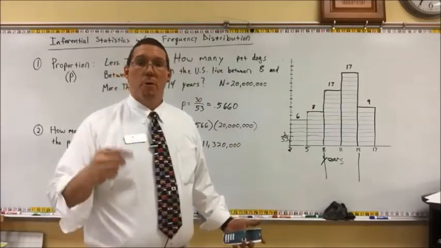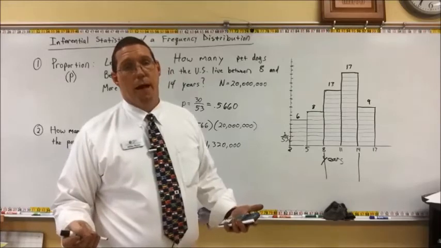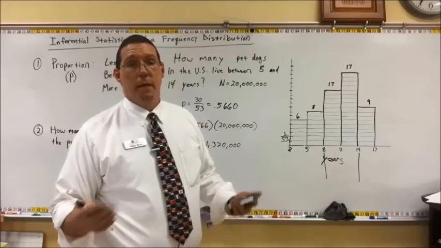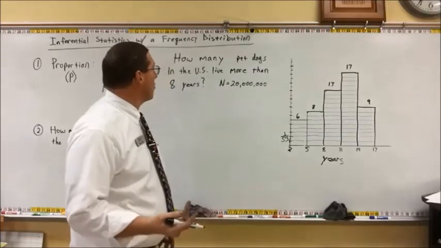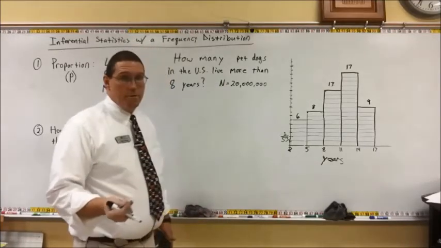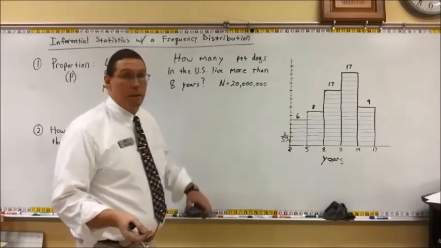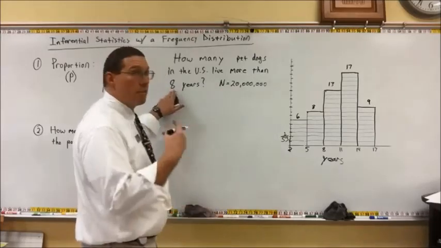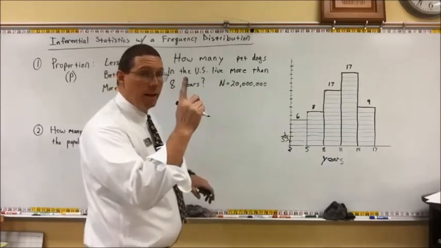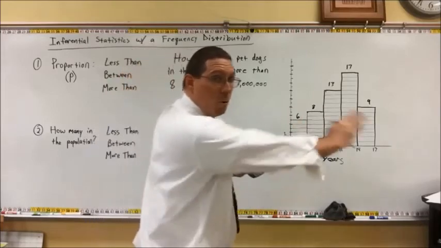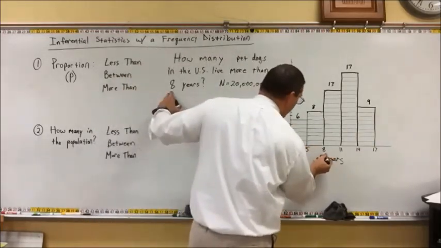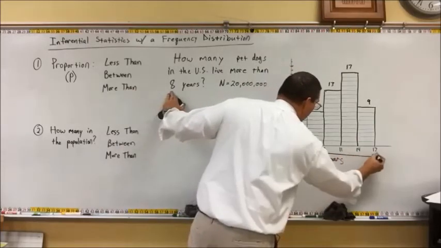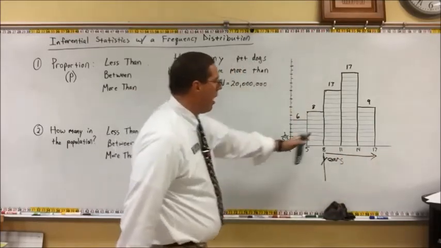Okay. Only one more example. We're going to answer a how many question, how many more than. All right, so this question says, how many pet dogs in the U.S. live more than 8 years? And the population given is 20 million. So we're going to go to the 8. It's a more than, so we only have to identify one line and then go more than. So that's to the right. So 8 years. Here's the 8. We'll draw a line there. So we want all of the blocks on the right-hand side of 8.